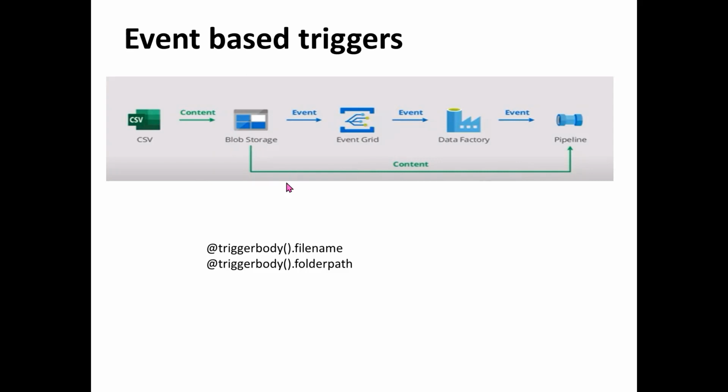When you do that, there are two properties that the event based trigger generates. One is the trigger body dot file name, followed by the trigger body dot folder path. These are the two properties generated out of this. We will use this file name and folder name to parameterize our pipeline, which can be triggered automatically based on that event.